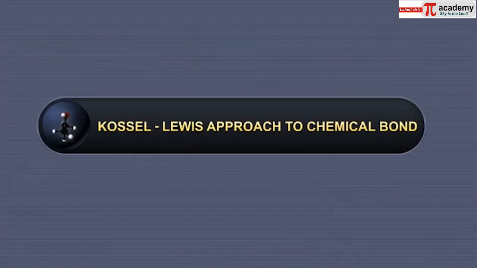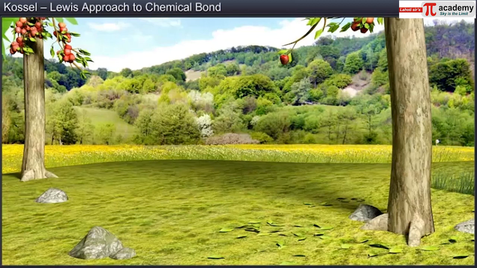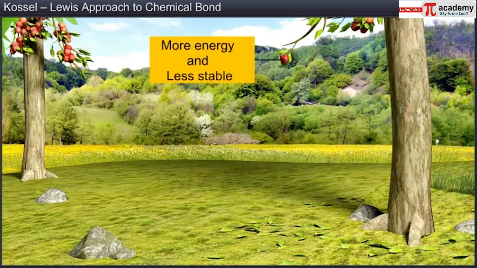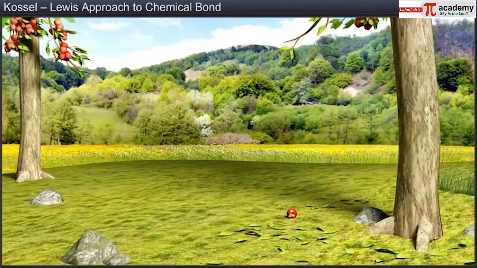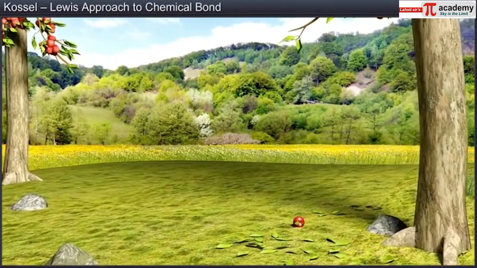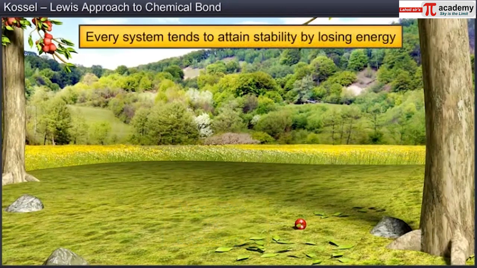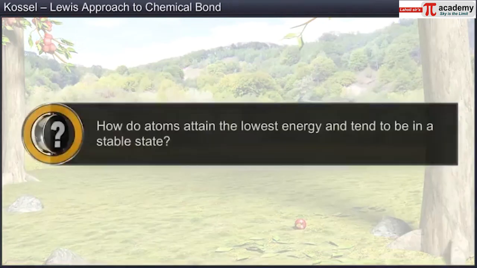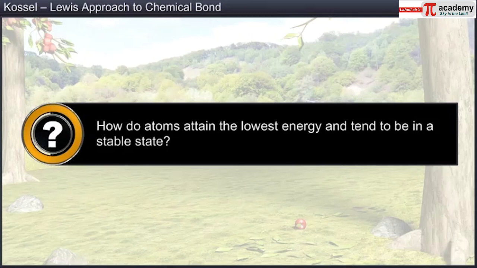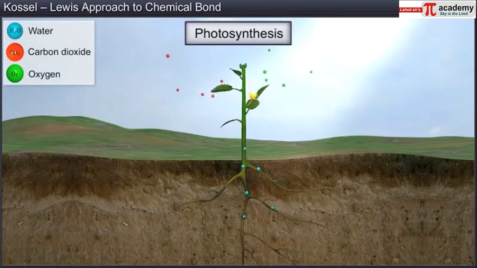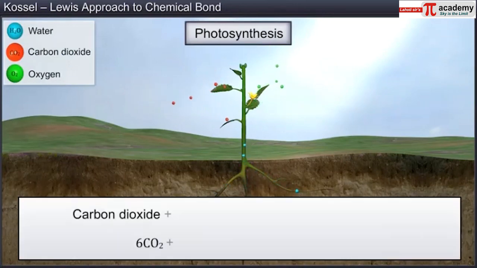In this module, you will learn about the formation of chemical bonds and the Kossel-Lewis approach to chemical bonding. In nature, a system with more energy is less stable. In other words, the lowest energy state corresponds to the most stable state of the system. So, every system tends to attain stability by losing energy. Let's see how atoms attain the lowest energy and tend to be in a stable state. We know that nature is associated with innumerable chemical reactions.